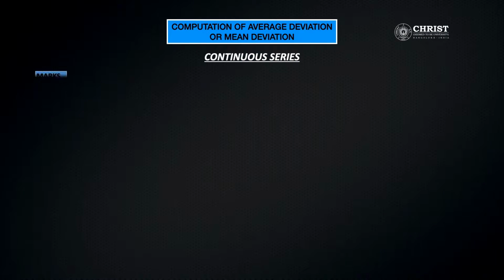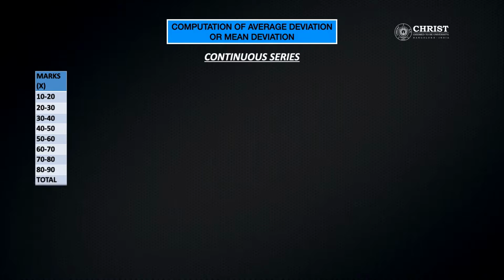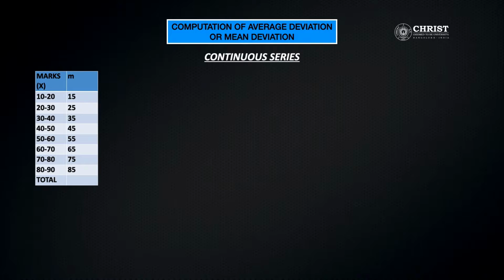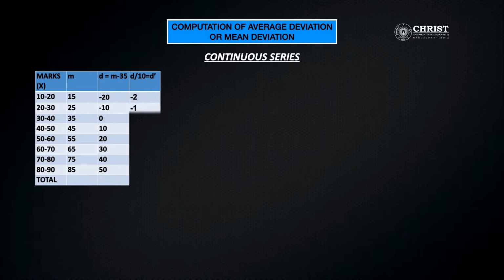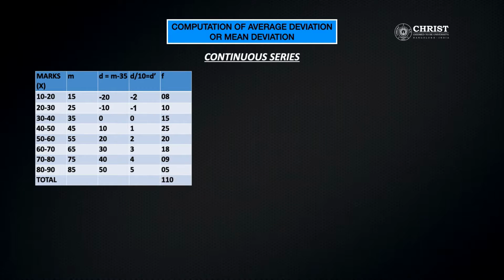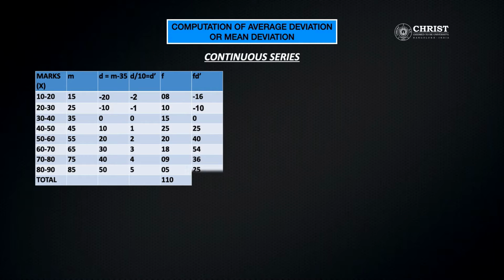Now we have to calculate the mean. The mean for a continuous series is based on mid values, that is m, and you will get 15, 25, 35, 45, 55, 65, 75 and 85. Now d will be m minus 35. One of the middle values we will assume as the assumed mean, that is 35. So we are getting the deviations, then d dash we will take, then multiplied by f, f d dash. D dash is the deviations divided by i, the class interval. So d values divided by 10, we are getting minus 2, minus 1, 0, 1, 2, 3, 4, 5.